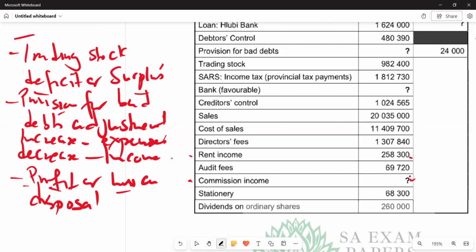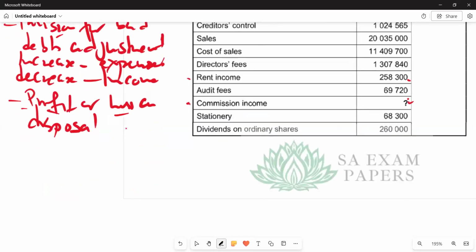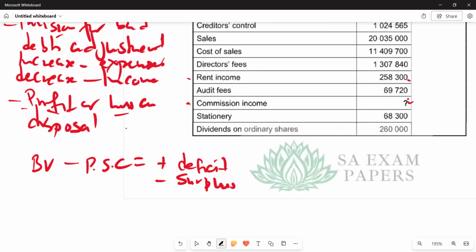So let's start with trading stock, deficit or surplus. You know that the formula that we use to calculate trading stock surplus or deficit, we say the book value that we are given minus the physical stock count figure. If we get a positive figure, it means our book value is greater than our physical stock count figure, and it will be a trading stock deficit, and it's an expense. If it's a negative answer, it's a surplus. We need to put it under our other income section.